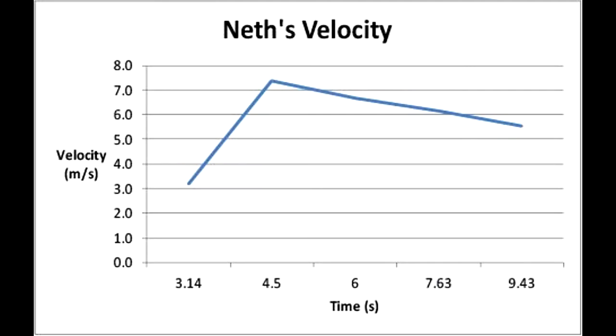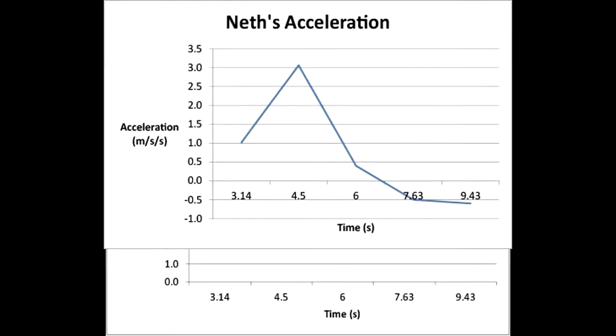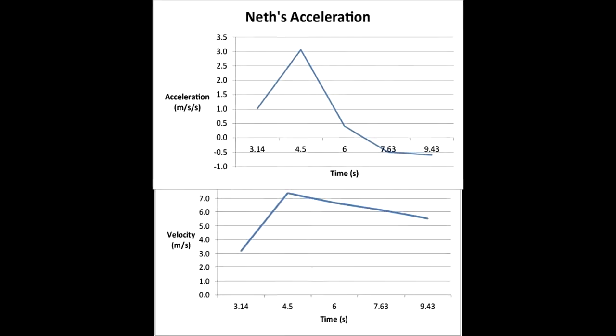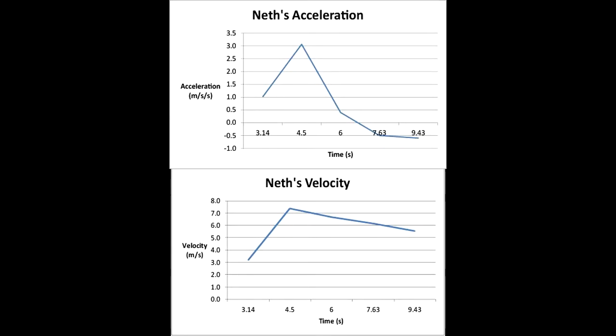This graph here shows velocity versus time, and through this we can better understand the acceleration of Neth. The gradient of this graph is the acceleration of Neth for that period. This becomes very obvious when we see them one above the other.